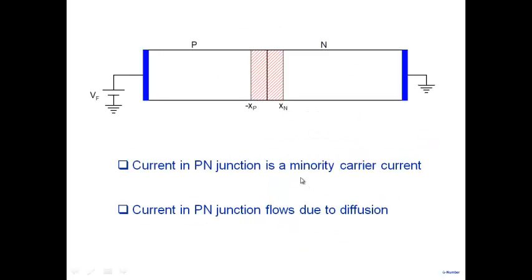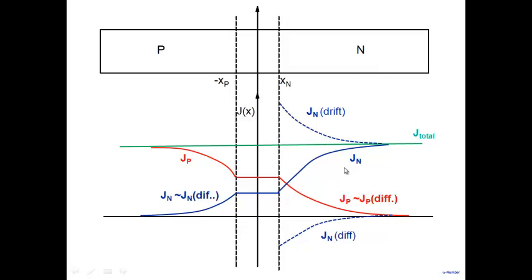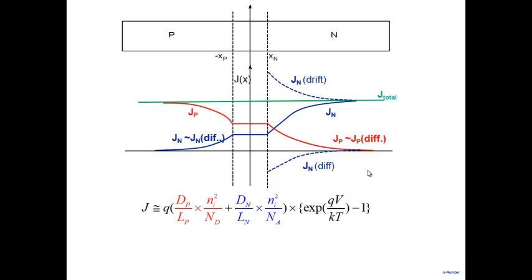So what about this statement then? Current in a PN junction is a minority carrier current. Current in PN junction flows due to diffusion. Let's focus on this first. Current in a PN junction is minority carrier current. How do you say that? Let's look at this same diagram here, but I've written the current. What is the current sum of?